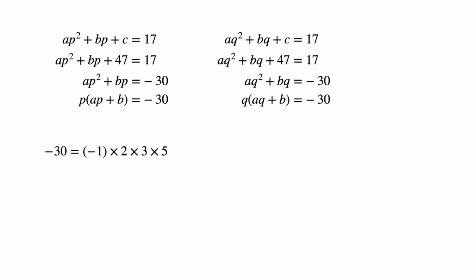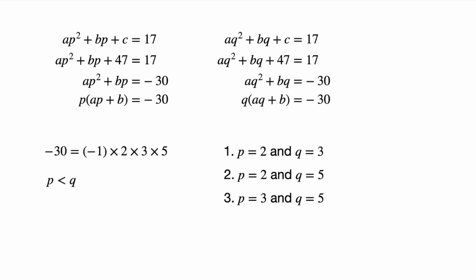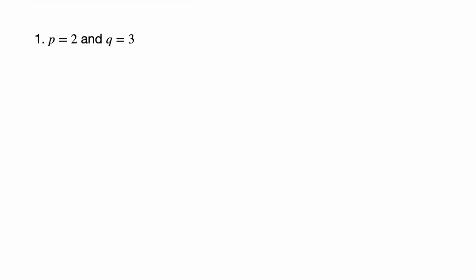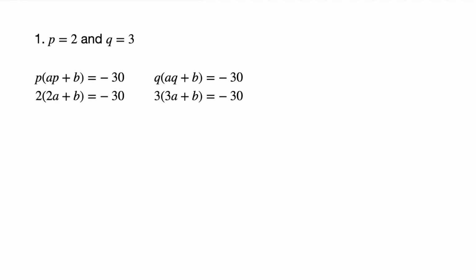So we factor 30. And since we're also given that p is less than q, this gives us three possible scenarios. First, p is 2 and q is 3. Second, p is 2 and q is 5. And lastly, p is 3 and q is 5. Now let's work through each case using these two equations to find out what a and b is in each respective case. For the first one, plugging into the two equations and simplifying, we get this.